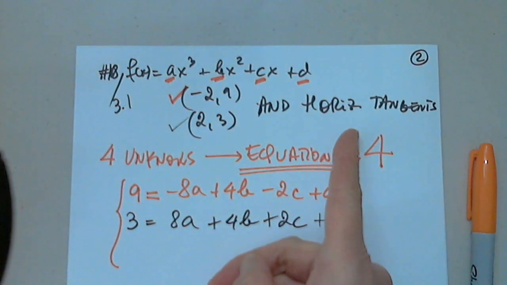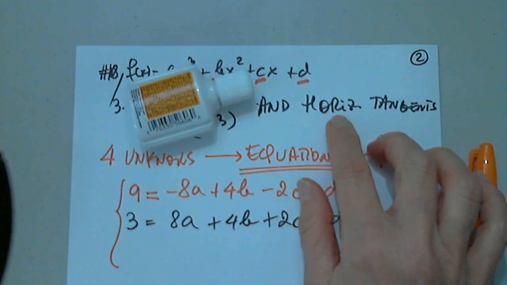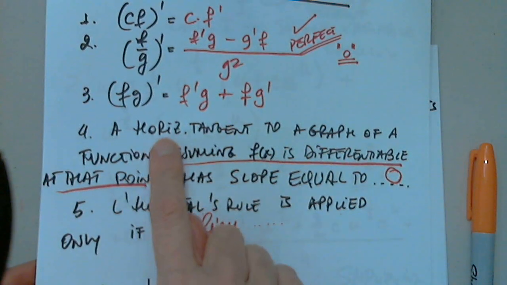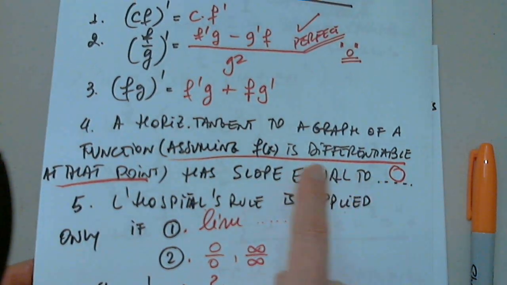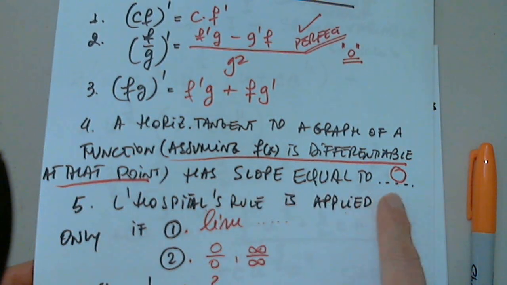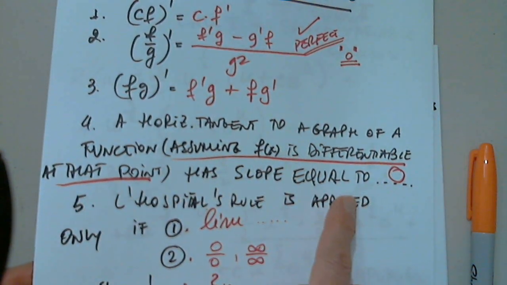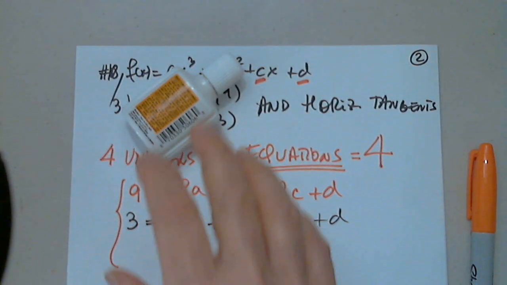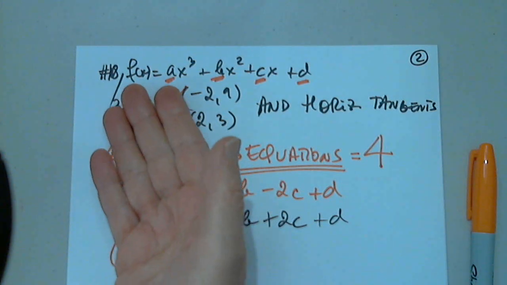Now let's analyze the other piece of information. So now forget about all this. What does this mean? So remember, a horizontal tangent has a slope equal to 0. But how do we get this? What is it connected to? How do I get to the horizontal tangent? What do I have to find?